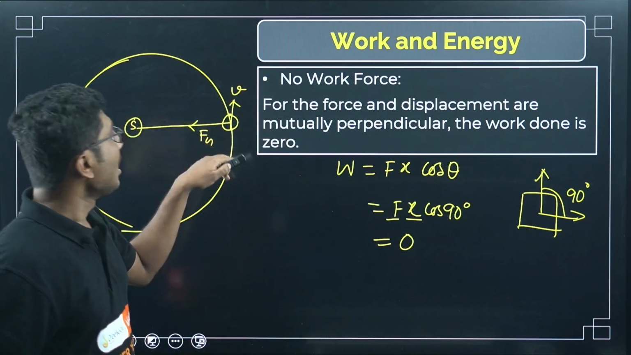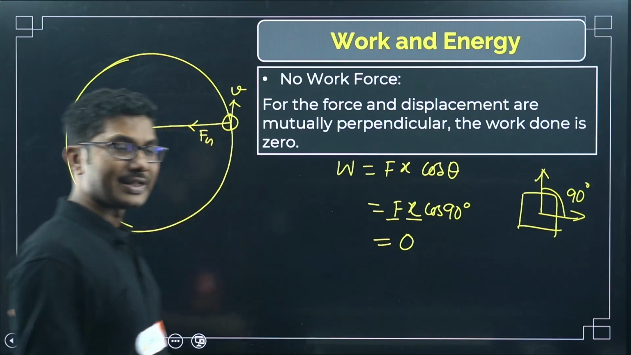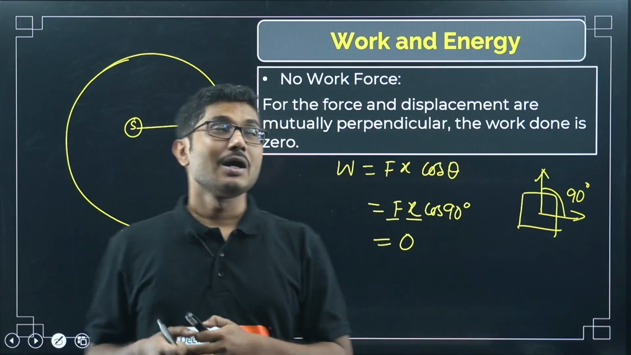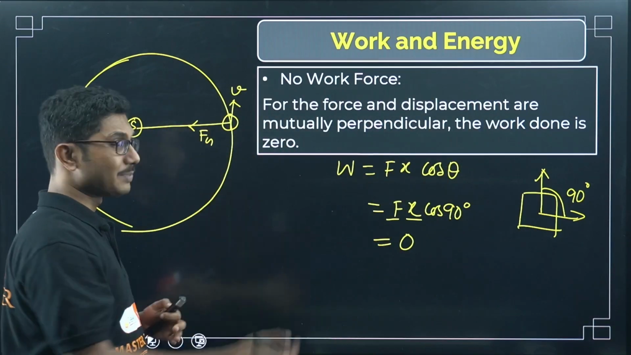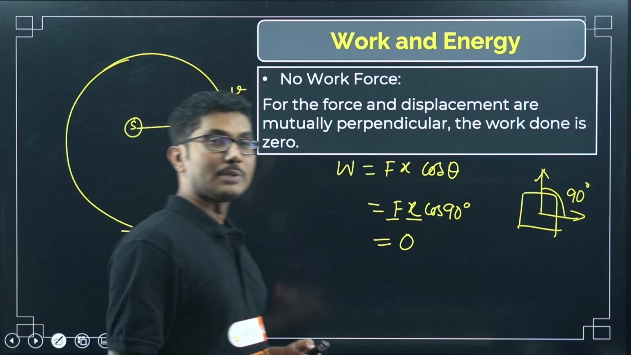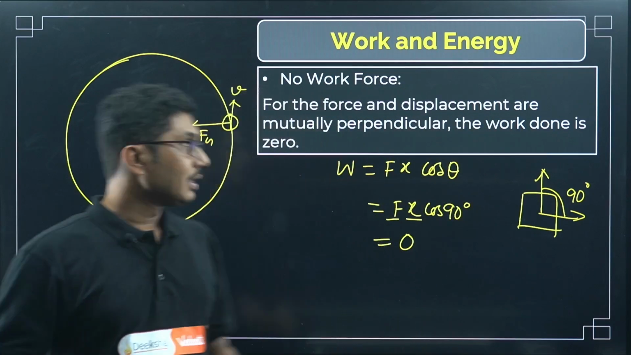For example, here the Earth is rotating, so Earth is getting displaced, as well as there is a force of gravity acting on it. Both things are acting, but they are not doing any work because the displacement and, in this case, the gravitational force are mutually perpendicular. That is why no work is being done. Okay, now.